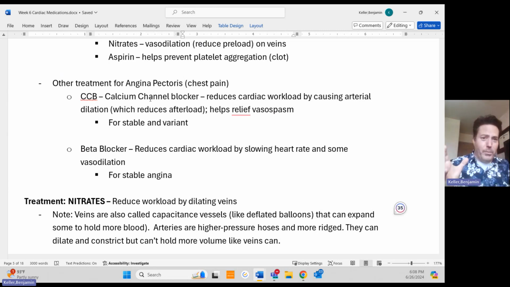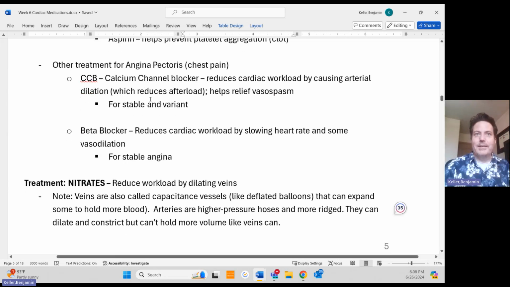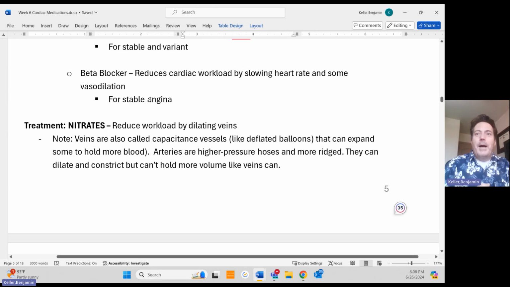And then you can use a beta blocker. We talked about that a lot in our first exam when we were talking about the sympathetic nervous system, but it reduces the cardiac workload by slowing the heart rate, and it causes some vasodilation. And that's a good one for stable angina. It keeps that heart rate lower. If you give someone a beta blocker and they go exercise, they can't get their heart rate above about 140 or 150, depending on the dose. And so that's going to keep that heart a little happier because it can't get that excited, if that makes sense. So treatment, again, are nitrates.